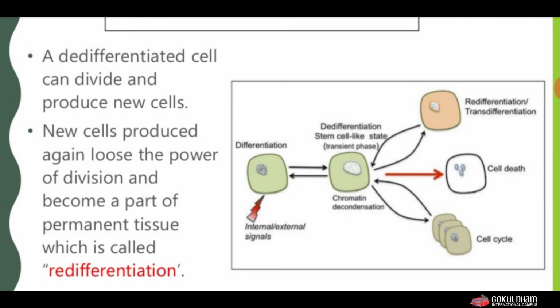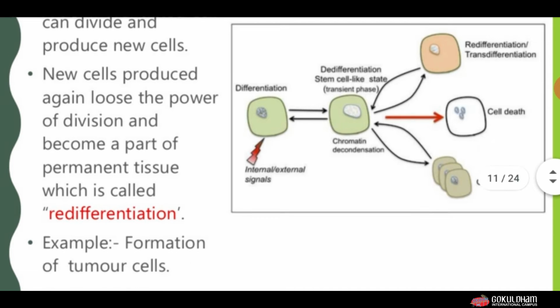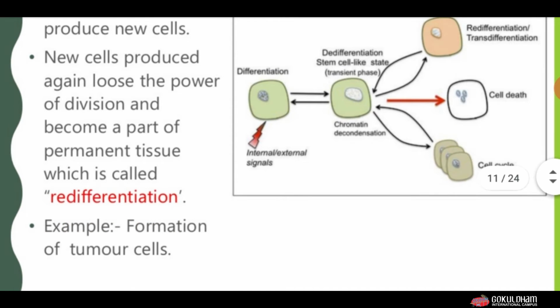In simple terms, we can define redifferentiation as the process in which a de-differentiated cell produces new cells, and they lose the capacity to divide and are converted into mature cells again. This process is known as redifferentiation. The example is formation of tumor cells, which are formed by the process called redifferentiation.